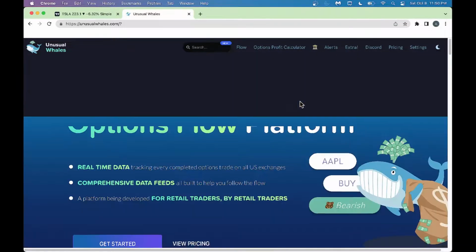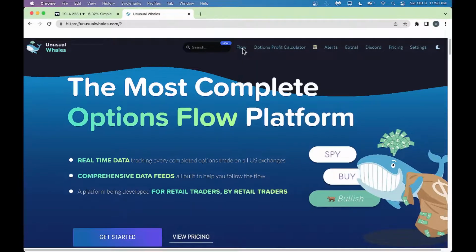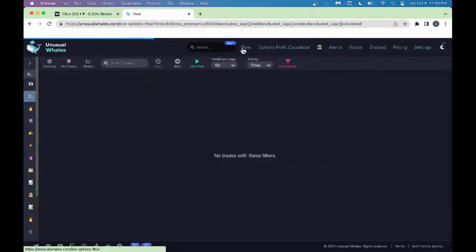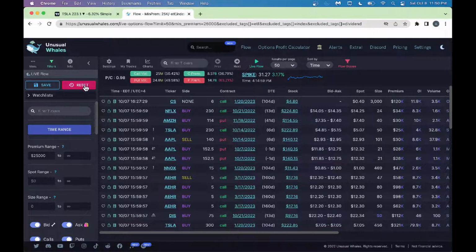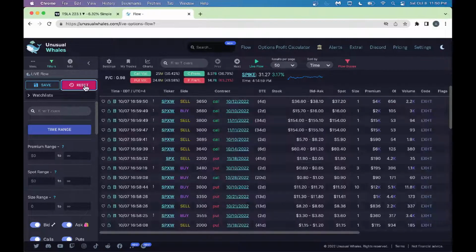As you log into the platform, I typically go into the flow tool here. That's where I start. As you go into the flow tool, I can reset all the filters and start fresh here. You'll get something like this, and this is really too much for anybody to look at.